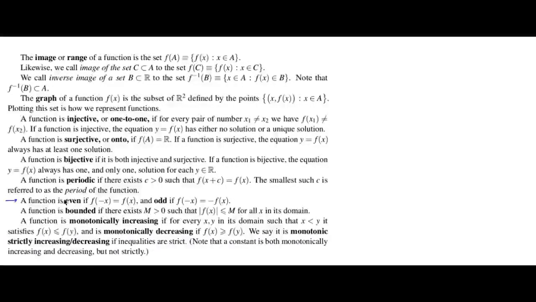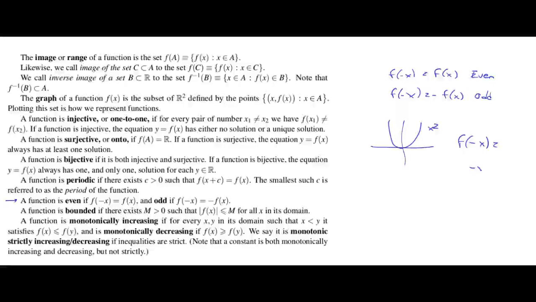A function is even if f of minus x is equal to f of x. And a function is odd if f of minus x is minus f of x. For instance, the function x squared is even. If you do f of minus x, it is minus x squared, which is the same as x squared.